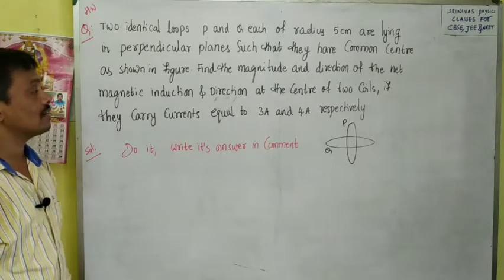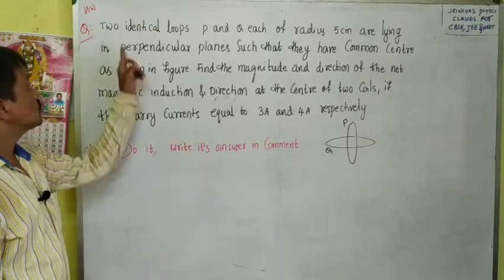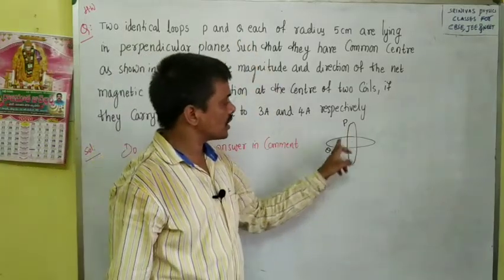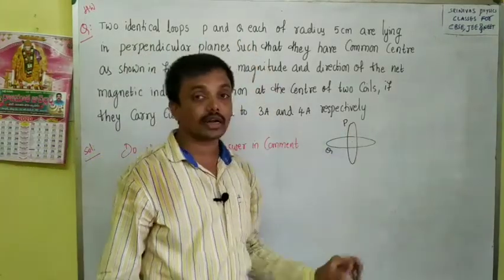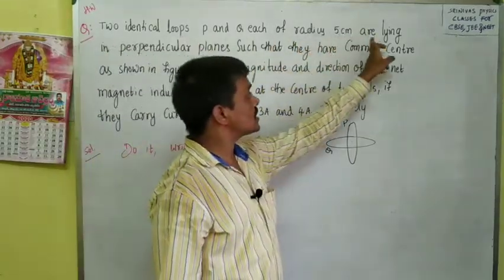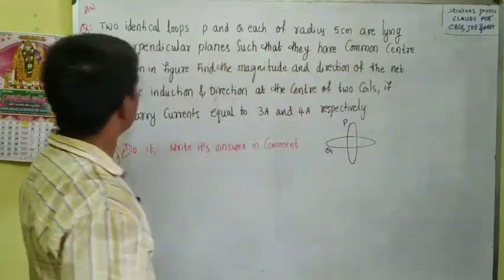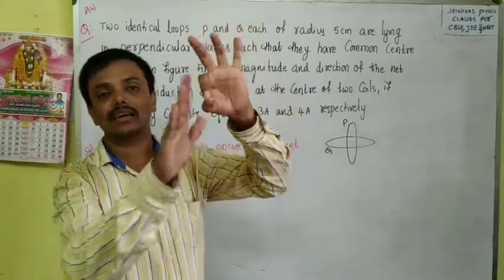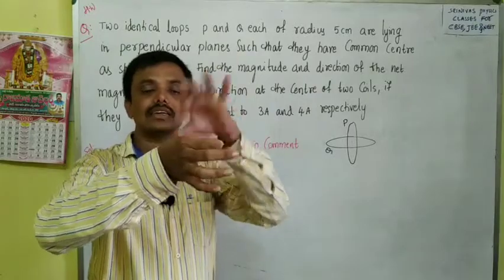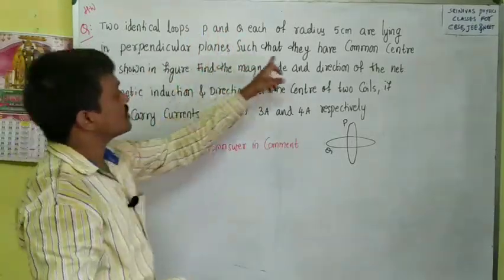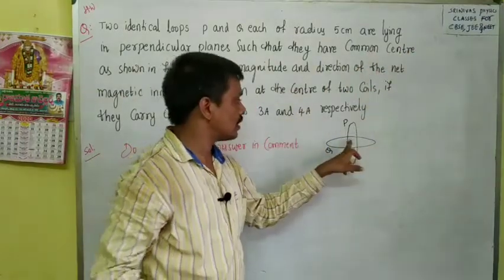I will read the question. Two identical loops P and Q. Look here, this is one loop and this is another loop. They are identical, meaning they have the same radius, each of radius 5 cm, lying in perpendicular planes. One plane is like this and the other plane is like this. The planes are perpendicular to each other, such that they have a common center.